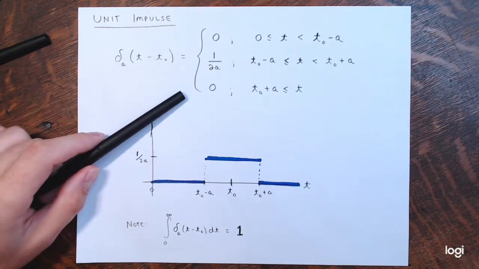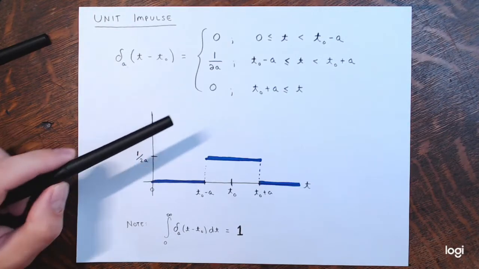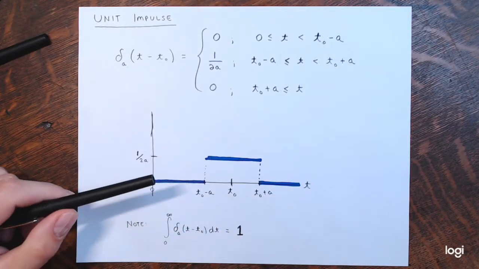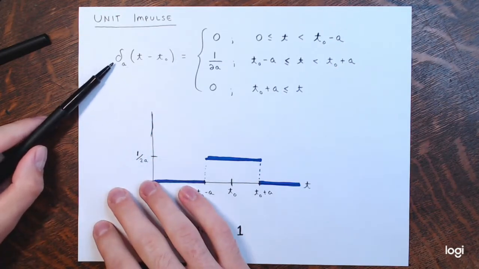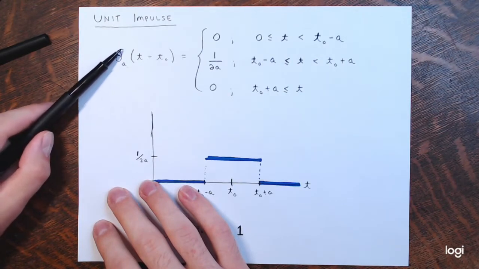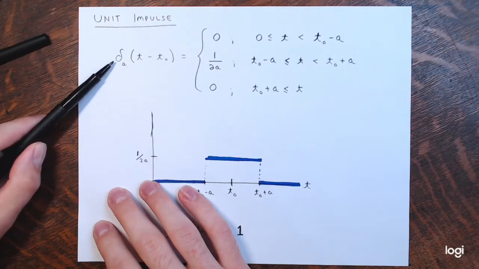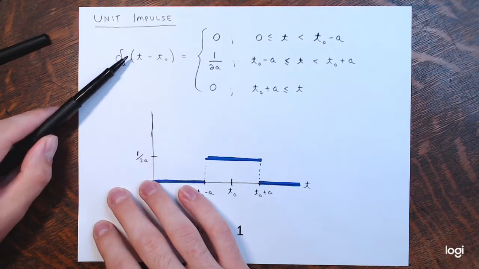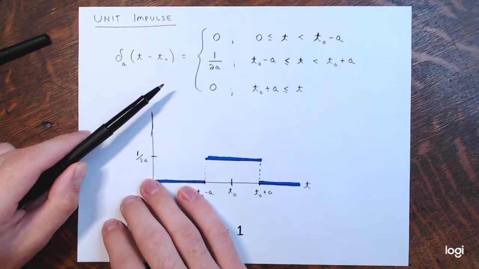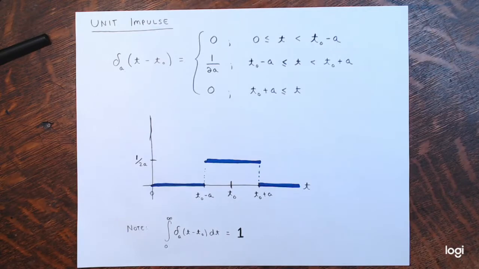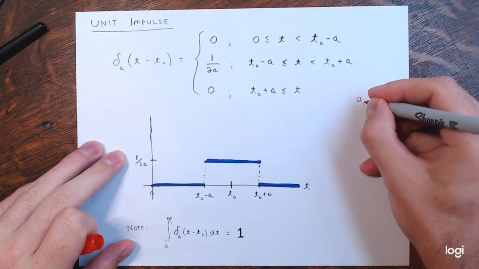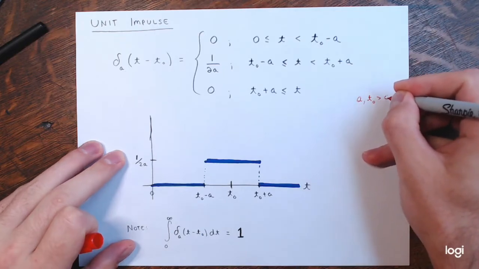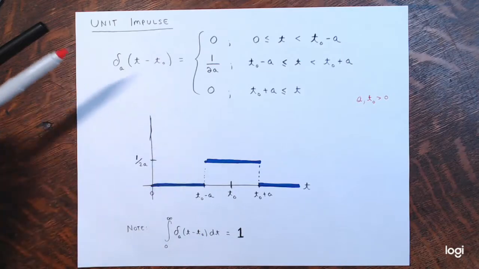So it's a piecewise defined function over the non-negative real numbers from 0 to infinity, and it's labeled by the Greek letter delta, a little curly, almost like a lowercase d, but a little curlier. Delta sub a of t minus t sub 0. Now the values of a and t sub 0 are assumed to be positive here. They're both positive quantities.